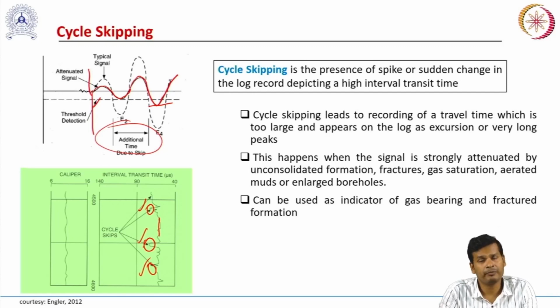Nowadays modern logging tools are designed to continuously identify cycle skipping, and the tool data can also be corrected by the logging software itself.